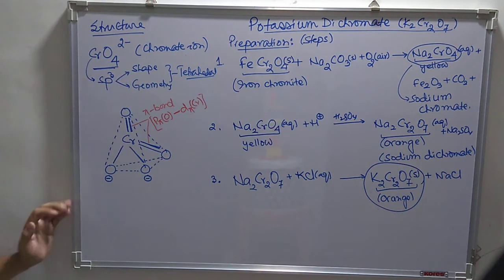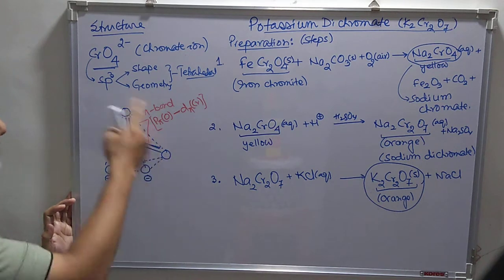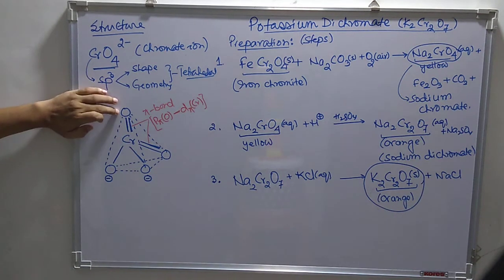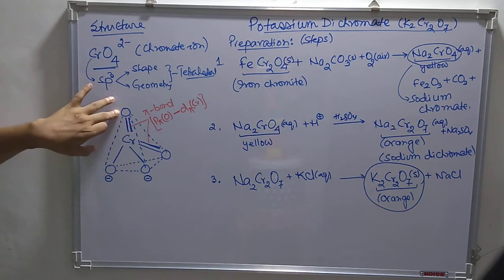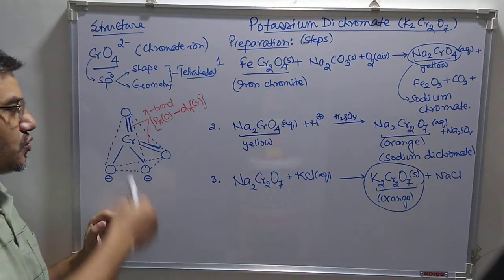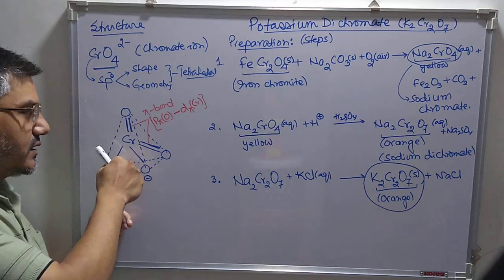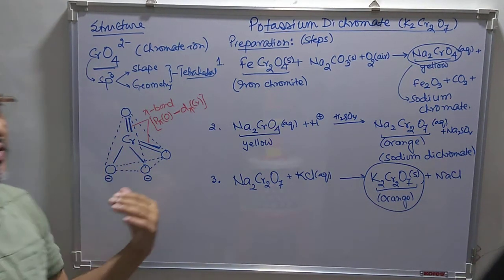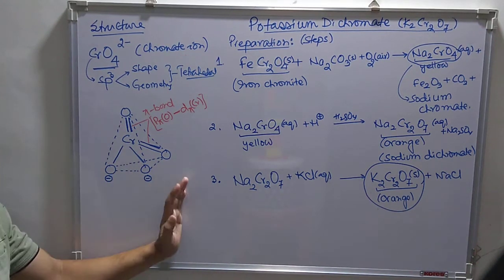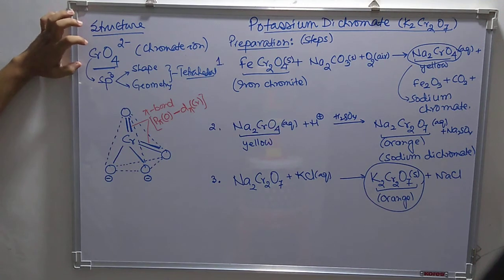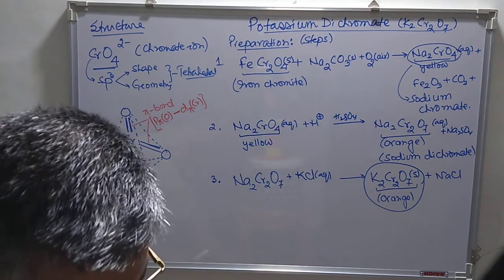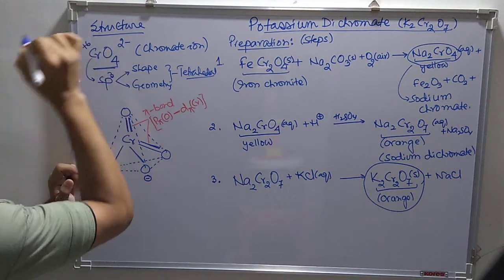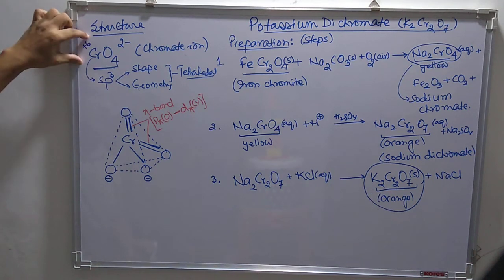Now if you look at this, the negative charge will be delocalized over these 4 oxygen atoms. So the exact bond order between chromium and oxygen is between a single bond and a double bond. So this is slightly greater than a single bond but less than a double bond. And again the bond length is between a single bond and a double bond. So this is the chromate ion. In this chromate ion, the central atom chromium is in the +6 oxidation state, that is the highest oxidation state of chromium.